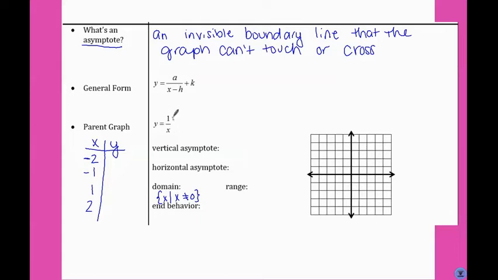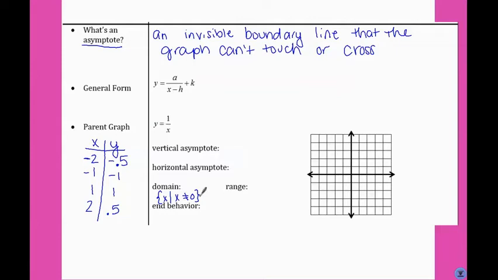So what if we did 1 divided by negative 2? That would be negative 0.5. 1 divided by negative 1 is negative 1. 1 divided by positive 1 is positive 1. And 1 divided by 2 is positive 1/2.